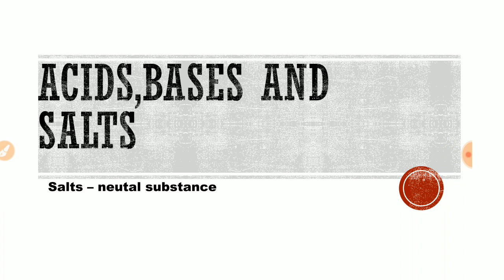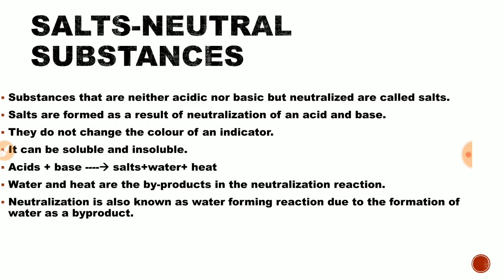Our last topic is salts. Now, first of all, what are salts? Those substances that are neither acidic nor basic but neutralized are called salts. How are salts formed? Salts are formed as a result of neutralization of an acid and a base. We can say that when an acid and base react with each other, then salt and water are formed, and the salt is a neutral substance because it is formed by a neutralization reaction.